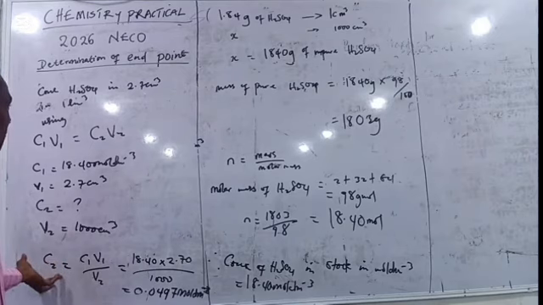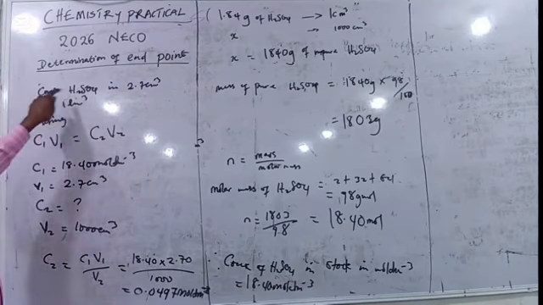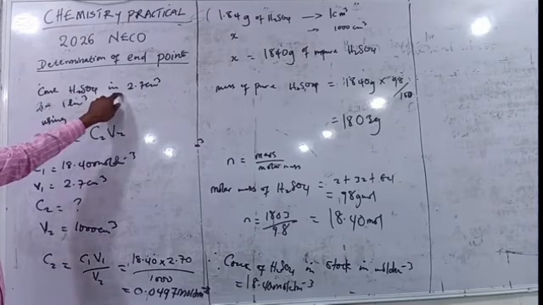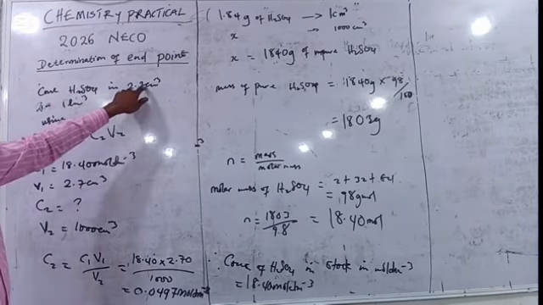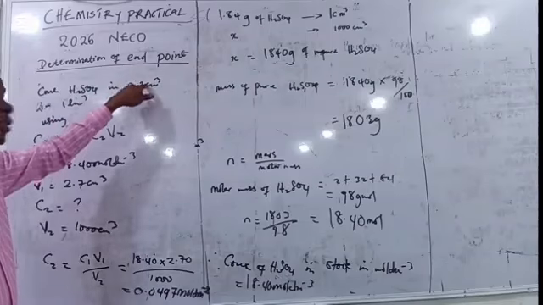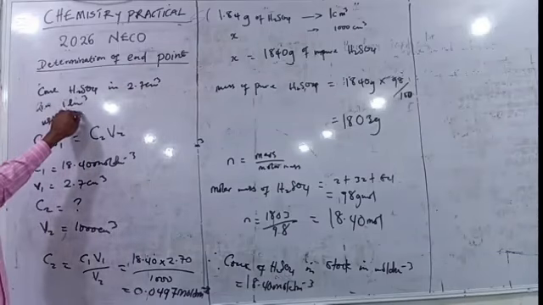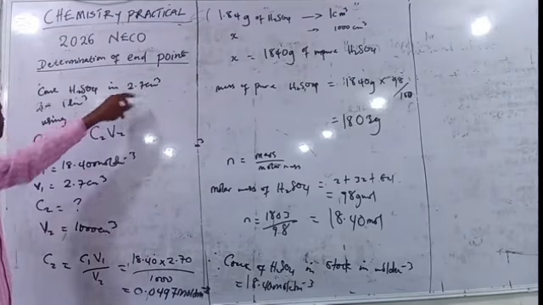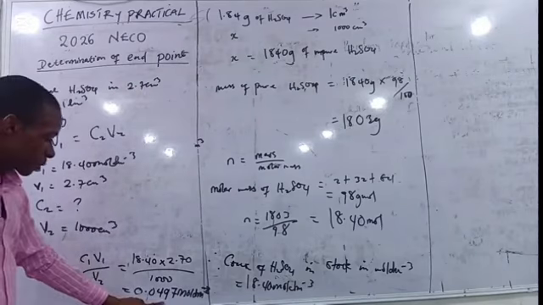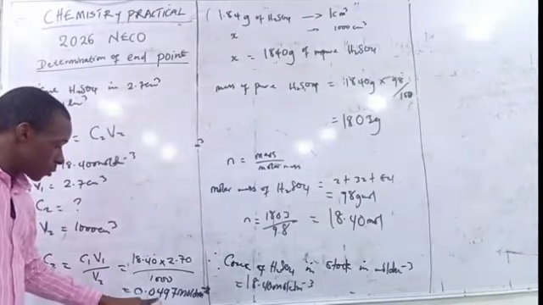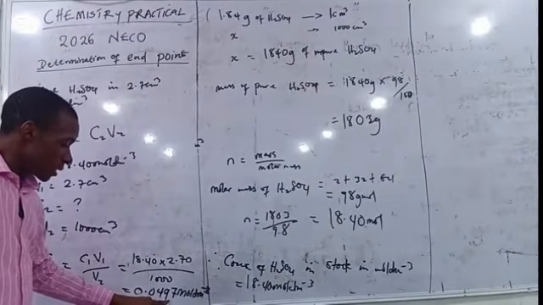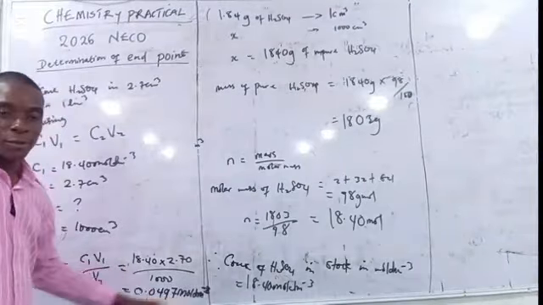So we have now determined the concentration of H2SO4 that is contained in 2.7 cm cube, which we are asked to measure and put in 1 dm cube. So measure 2.7 cm cube and put it in 1 dm cube. The concentration is going to be 0.0497 mole per dm cube.